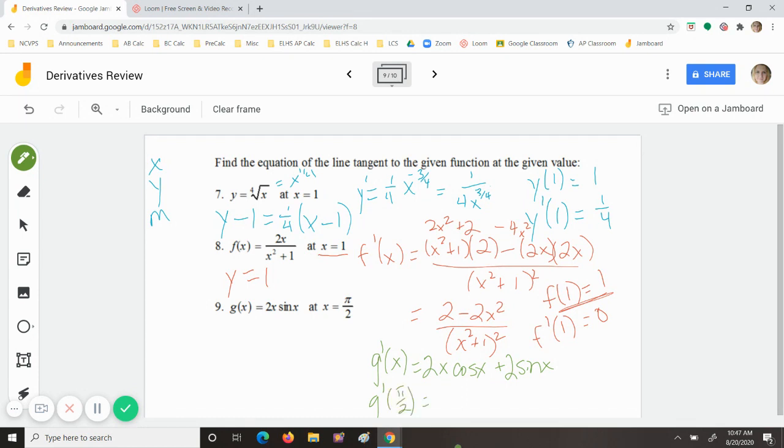pi over 2. So 2 times pi over 2 times cosine of pi over 2 plus 2 times sine of pi over 2. Well, cosine of pi over 2 is 0, so this piece is gone. Sine of pi over 2 is 1, so 2 times 1 is 2. That's our slope.